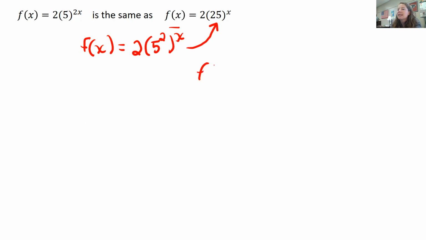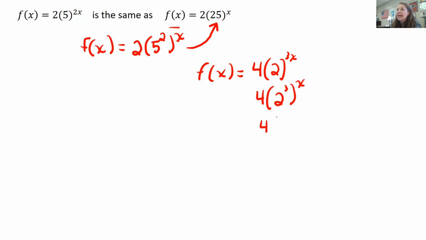So what if I said the function of x is equal to 4 times 2 raised to 3x? We could go ahead and keep the 4. We could say, all right, what is 2 to the 3rd power? So of course, 2 times 2 times 2 is 8. So the first expression and the third are equivalent, okay?